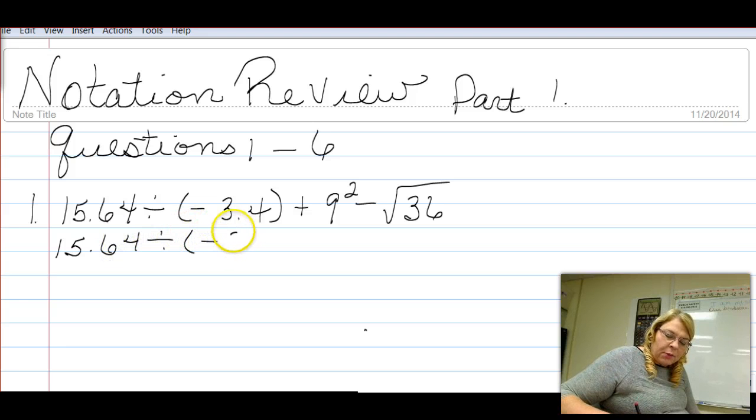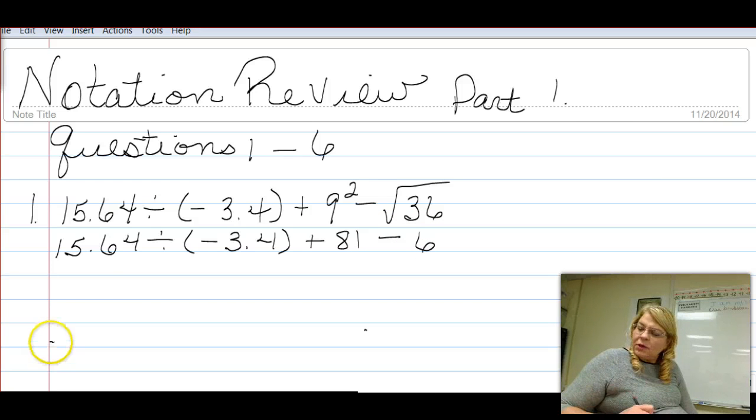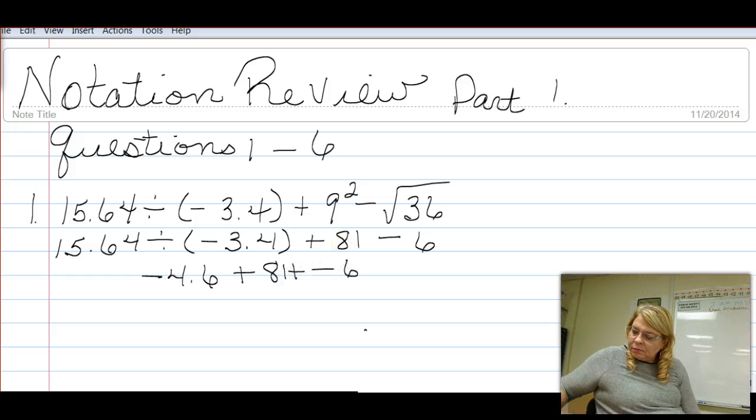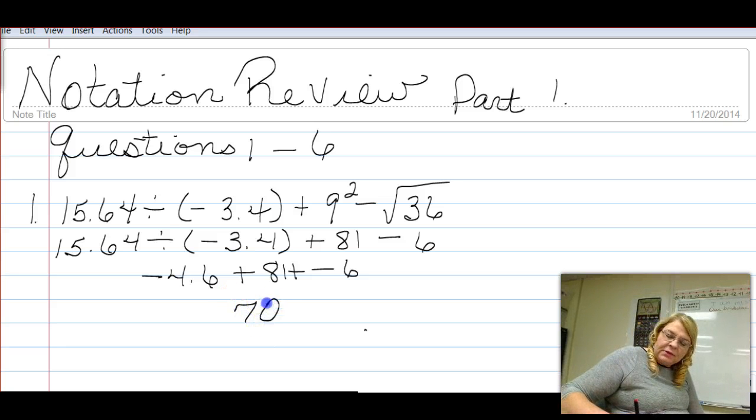So 9 squared is 81, and the square root of 36 is 6. Now I do multiplication and division from left to right. 15 and 64 hundredths divided by negative 3 and 4 tenths is negative 4 and 6 tenths. That would be plus 81 minus 6. If I just put all of that into the calculator, I get an answer of 70 and 4 tenths.